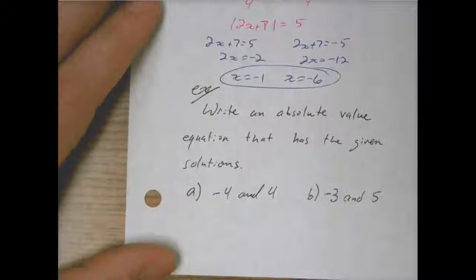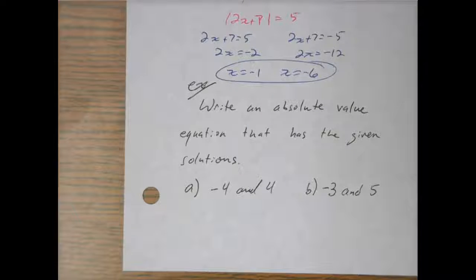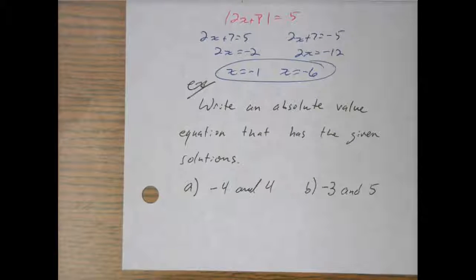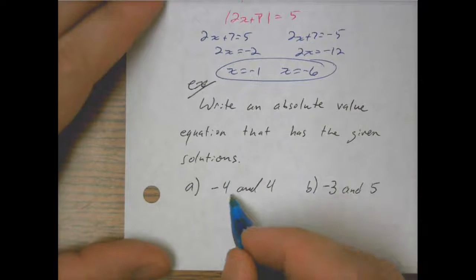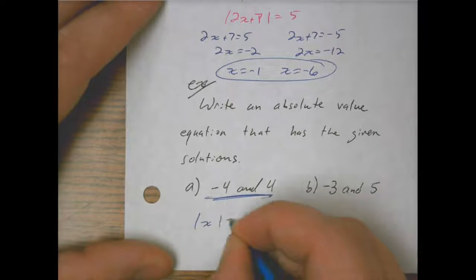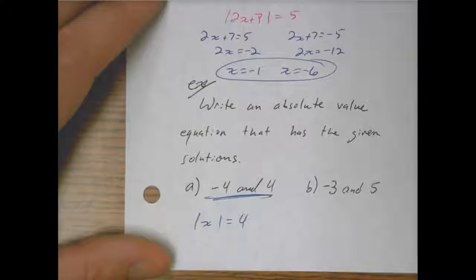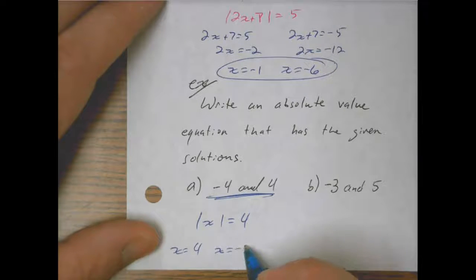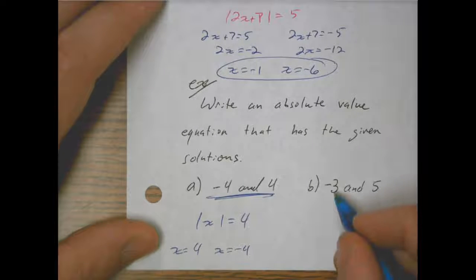All right, a different kind of thing that you're going to be seeing in tonight's homework. Write an absolute value equation that has the given solutions. It's telling us these are the solutions, negative 4 and 4. So we could have an absolute value equal to 4, so that when we actually solve it, we could say x is equal to 4 or x is equal to negative 4.